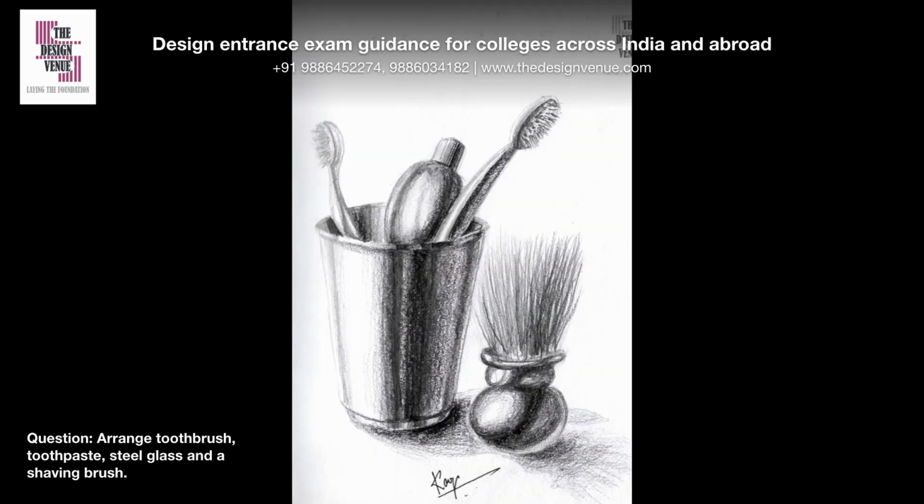In this question, we had to arrange a toothbrush, toothpaste, steel glass and a shaving brush. So usually we see toothbrush and toothpaste placed inside a container. And doing compositions like these, where you place the toothbrush and the toothpaste in a steel glass, will help the viewer relate to real life experiences and judge your composition better.